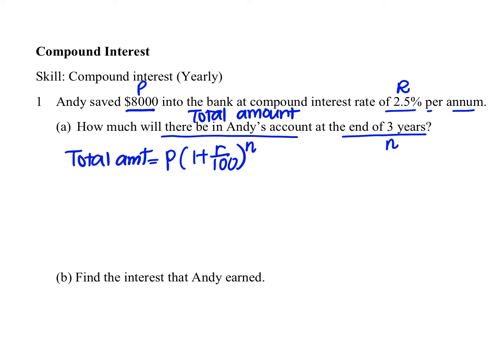Right? So now let's begin with what are the things that we know. We know that the principal amount P is $8,000. And I have 1 plus the interest rate, which is 2.5% per year, to the power of the number of times, the 3 years. That will be the answer. Now, what will be the final answer? Any answer involving money should be given correct to two decimal places.